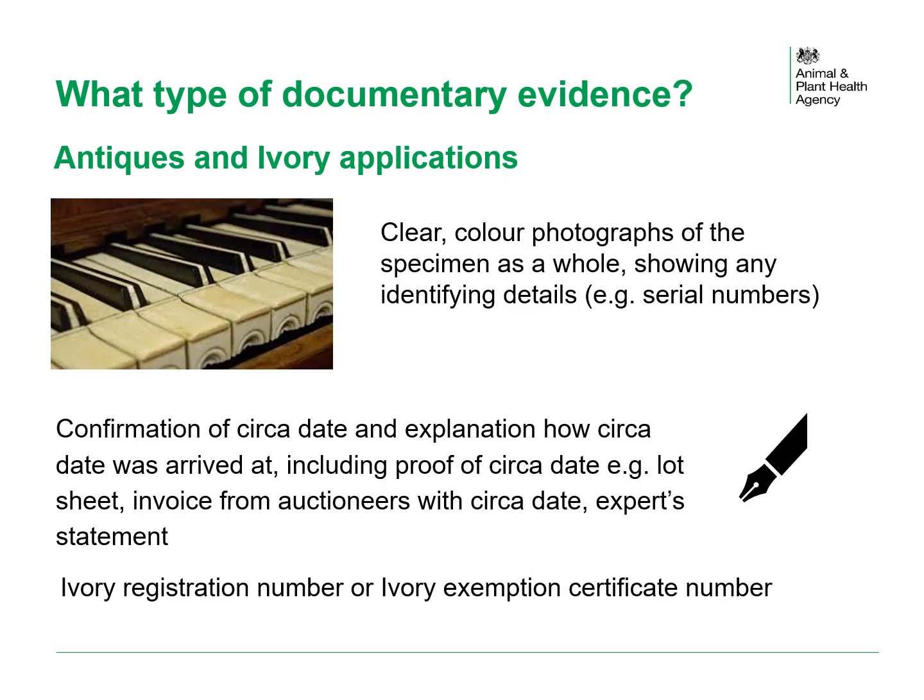When you make applications for antiques and ivory, you must provide clear colour photographs of the specimen as a whole, showing any identifying details, such as a serial number or a maker's mark. You must also provide confirmation of the circa date of the item and an explanation of how the circa date was arrived at, including proof of the circa date, such as an auction lot sheet, an invoice from an auctioneer's with a circa date on it, or an expert statement.